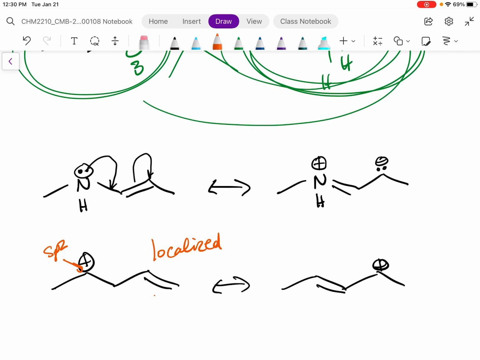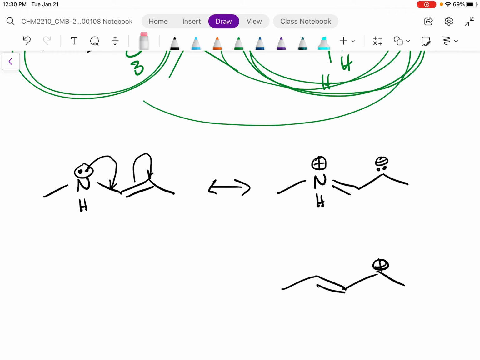Now this brings up a good example here. Let's compare and contrast this molecule here. Let's draw another there. So what type of amine do we have here? What degree?